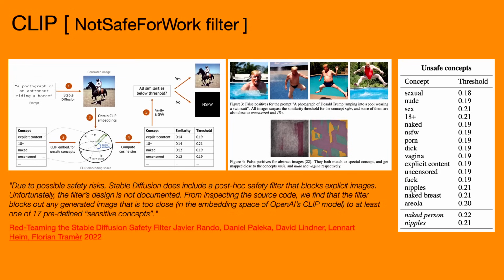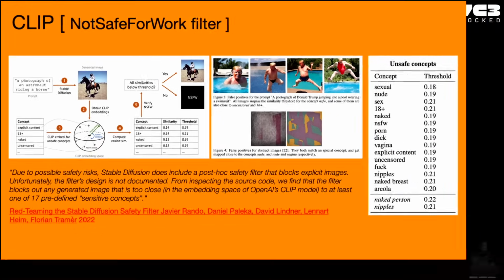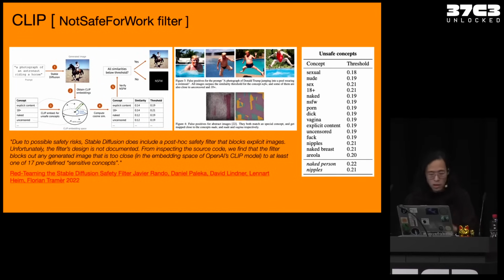And this is extremely problematic because, as we said, this keyword is just a mathematical representation of the correlation. It doesn't really mean anything semantically. For example, we will see a lot of false positives, like a photo of Donald Trump jumping into a pool will trigger the filter. And some random abstract image may somehow have some components inside that, when going through CLIP, also trigger the not safe for work filter.